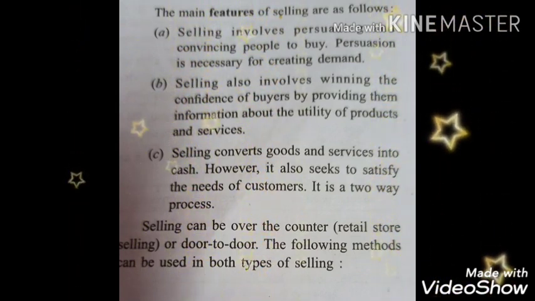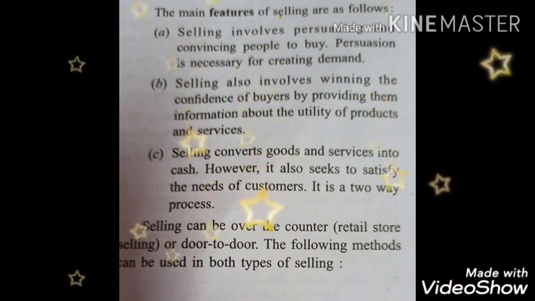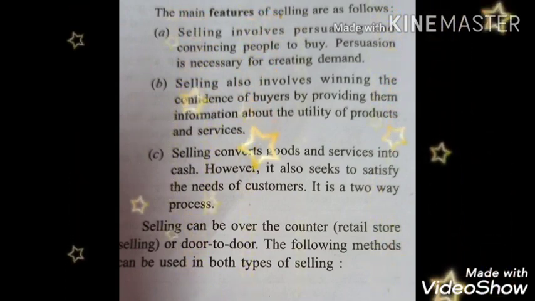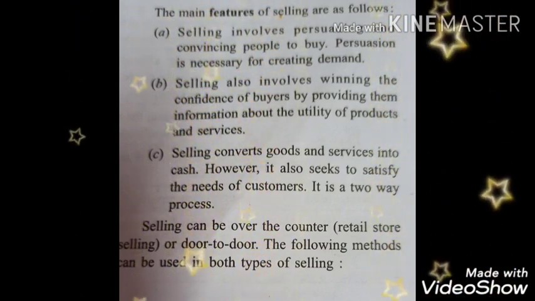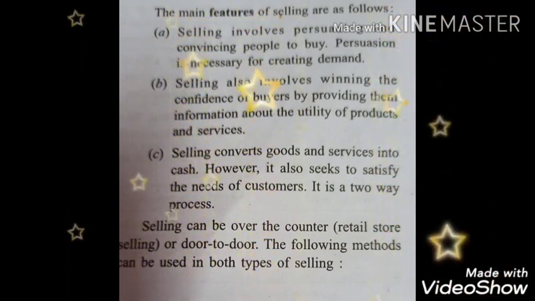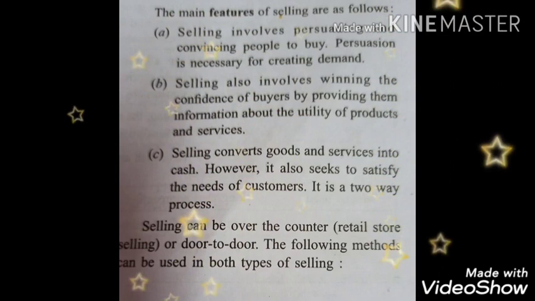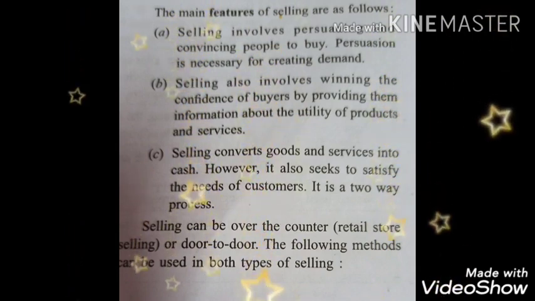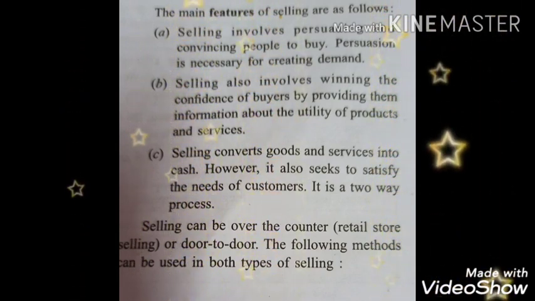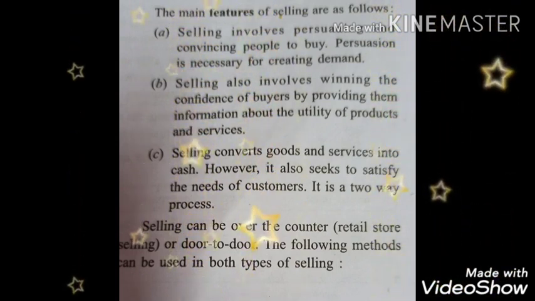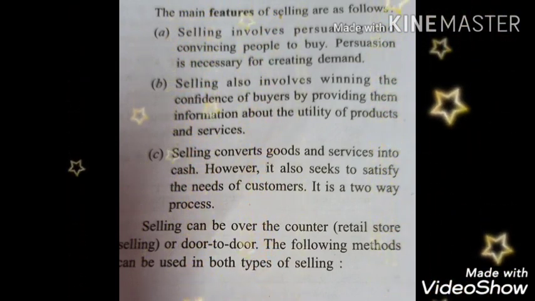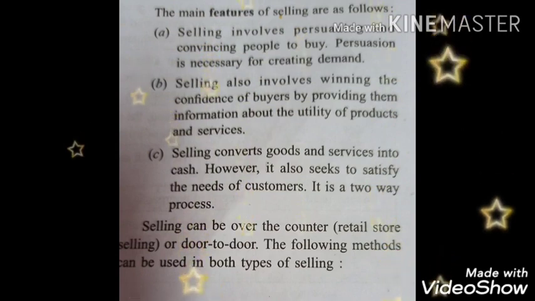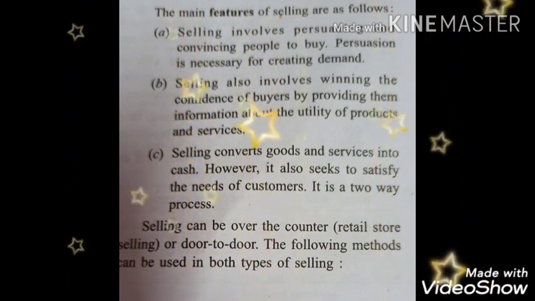Okay. So next, selling also involves winning the confidence of buyers by providing them information about the utility of products and services. What does this mean? This means in selling we involve the buyers, because why would the buyer buy the product unless and until they have knowledge about the product? So we are the sellers, we explain the product to them, they get to know about the product and then they buy it. So it is a part of winning the confidence of the buyer. Buyers become confident about the product and then they buy, trusting the seller.